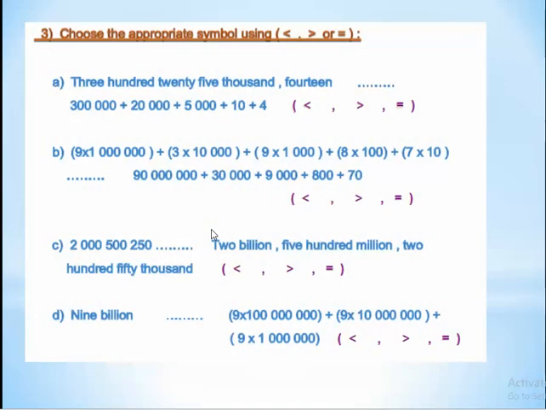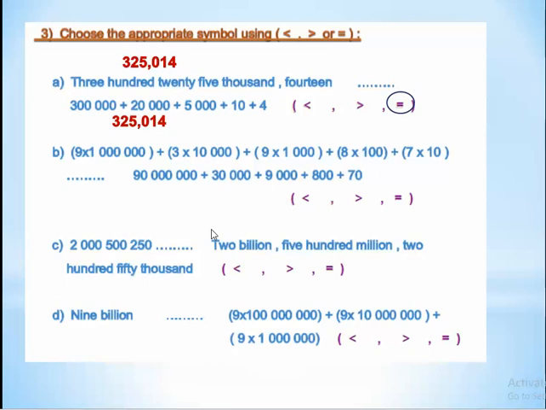Choose the appropriate sign using greater, smaller, and equal. 325,014. Let's write the number first. 325,014. So let's write the other number. We have 300,000 plus 20,000 plus 5,000 plus 10 plus 4. It means 325,014, so we are going to make equal.